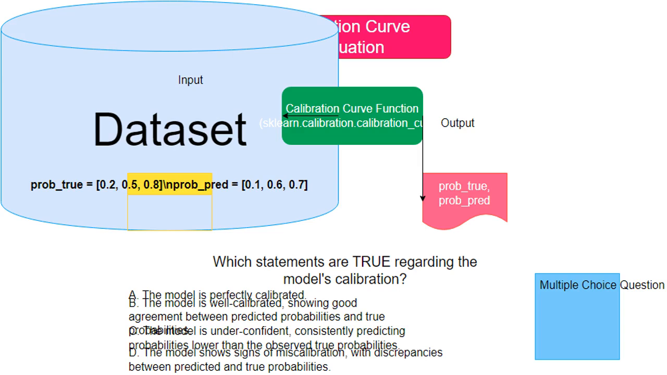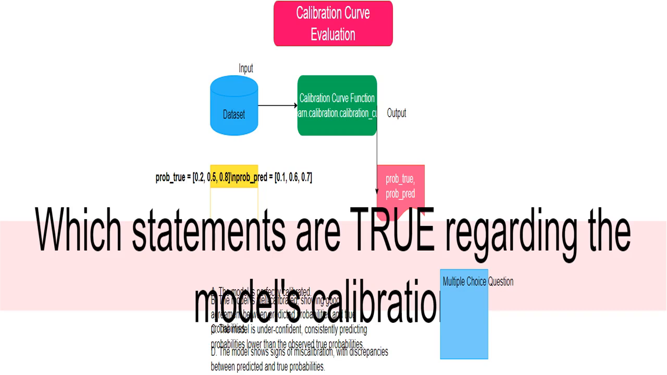We got it. Hey Vamsi, let's dive into this data. We have two sets of probabilities. Prob_true represents the actual average probability of a positive outcome in different groups, bins, based on the model's predictions, and prob_pred shows the average probability the model predicted for those same groups. For example, in the first group, the actual positive outcome rate was 20%, prob_true equals 0.2, but the model only predicted a 10% chance, prob_pred equals 0.1.